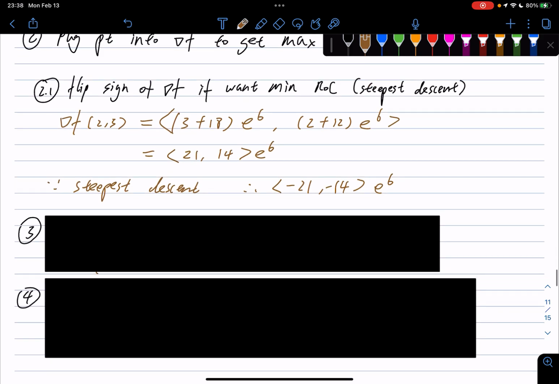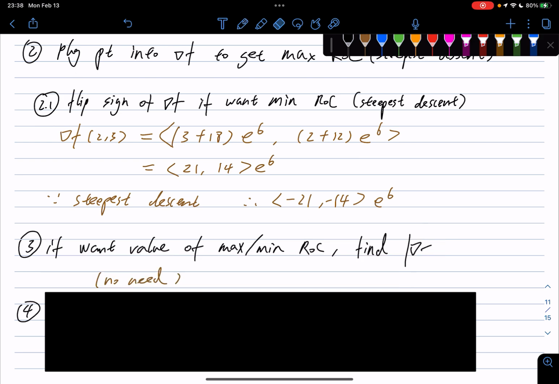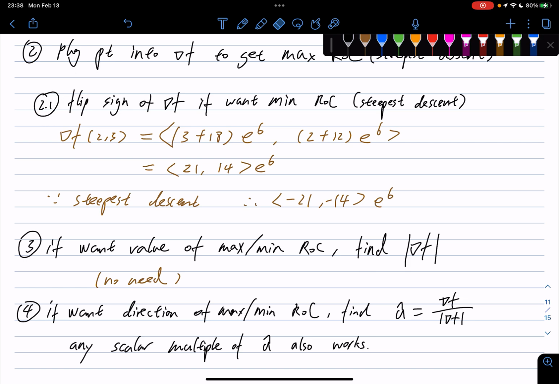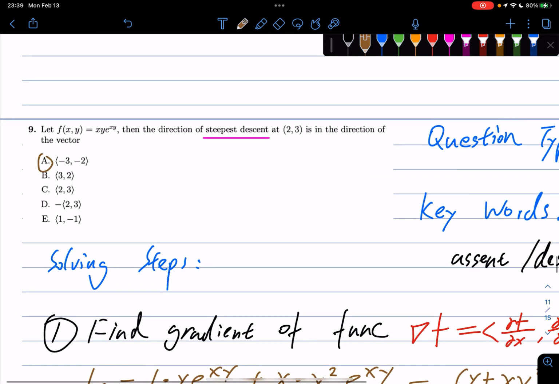So if we want to find the value of the maximum rate of change, sometimes the question will ask you that, it's a scalar quantity. In that case, we can find the magnitude of the gradient, but in this case, the question is not asking for that, so there's no need to do it. But if we want the direction of the maximum rate of change, we can find the unit vector of the gradient vector at that point. Or any scalar multiple of the unit vector also works, because they're pointing in the same direction, just scalar multiples of each other, right? So in this case, we will divide what we found by 7 times e to the 6. We will get (-3, -2). And that fits one of the answer choices, which is A.